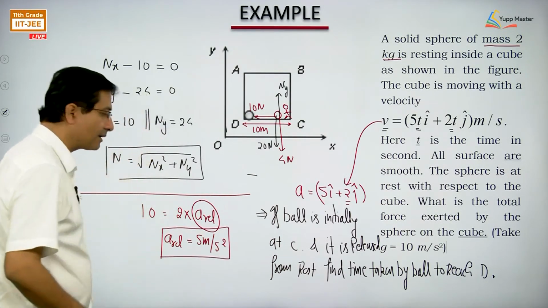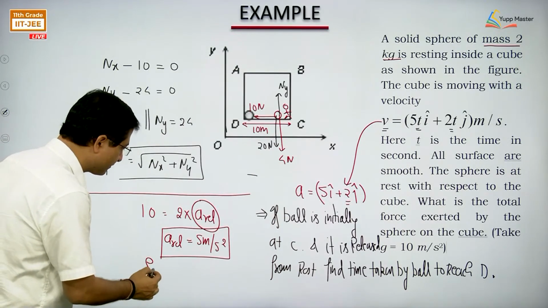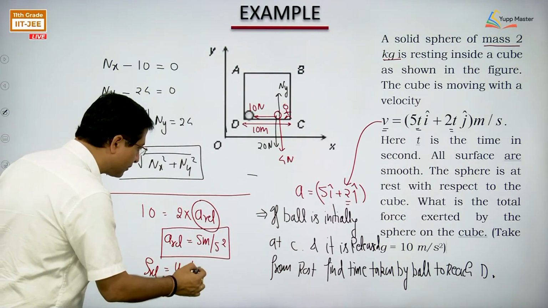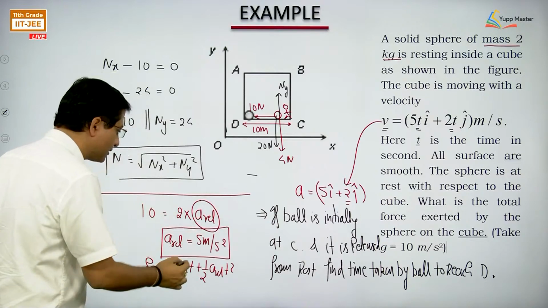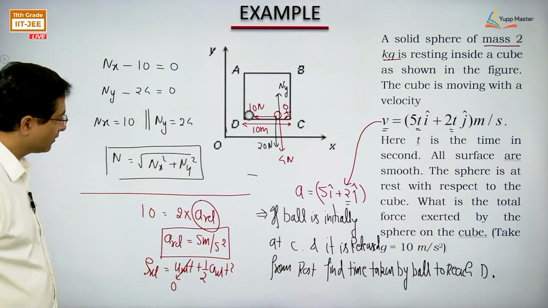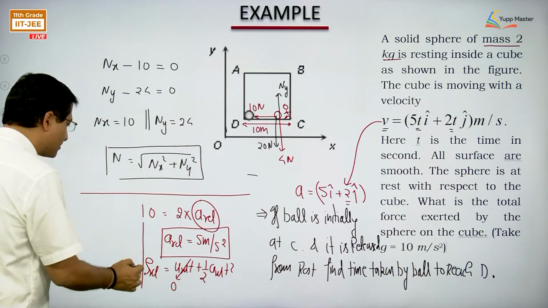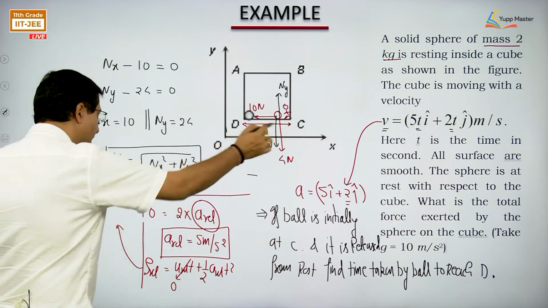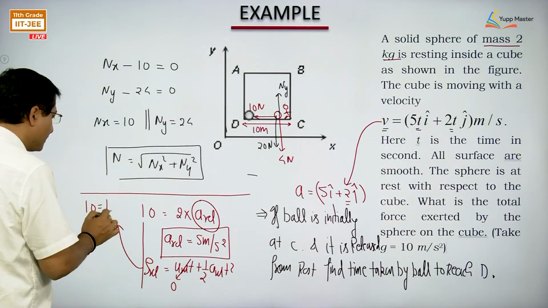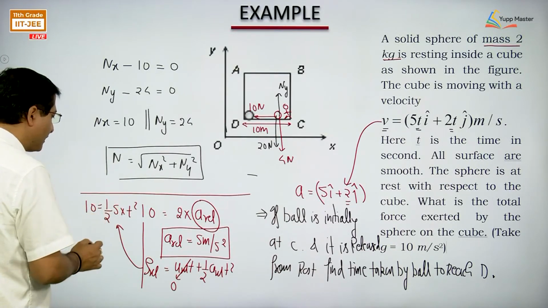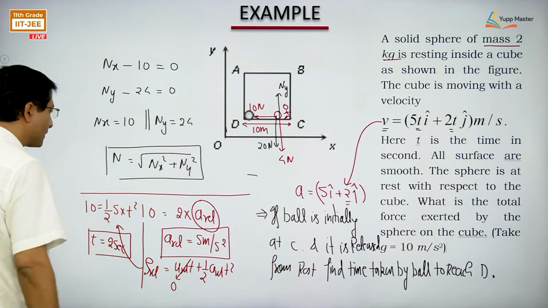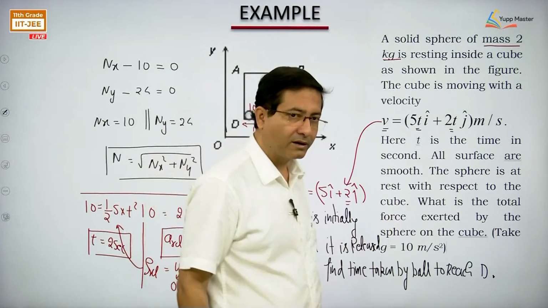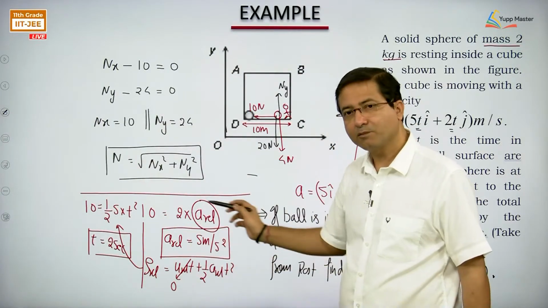relative acceleration, I can apply the formula S relative is equal to u relative t plus half a relative t square. With respect to the lift, it is released, so this quantity will be 0. And if I substitute values here, s relative is, it has to cover relative distance 10, half relative acceleration we got is 5 into t square. If I simplify, then I am getting t is equal to 2 seconds. So 2 seconds after the release, the ball is going to hit corner D. So this part is also clear.